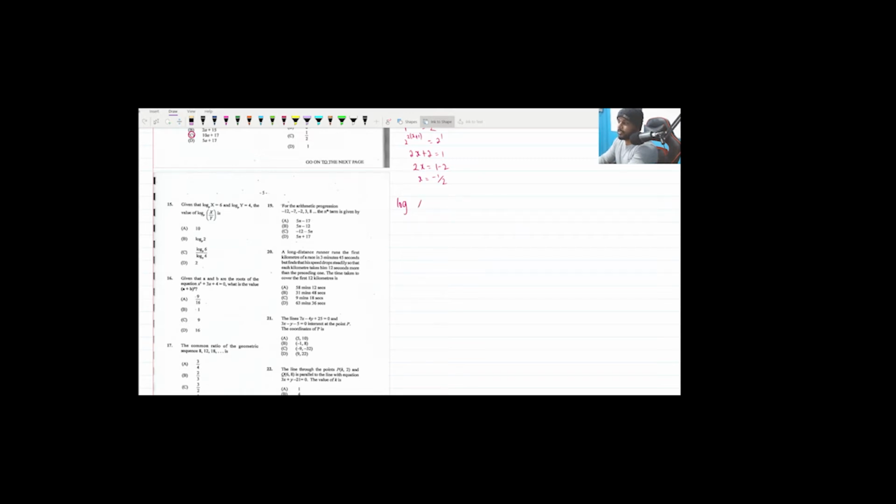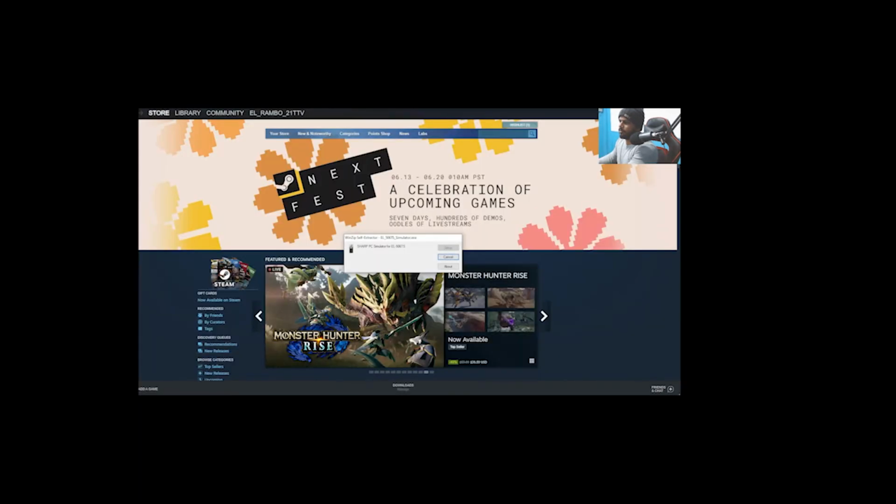log of x to the base p minus log of y to the base p is equal to log of x over y to base p, and the law works both ways. So I have log of x over y to base p here. So that's equivalent to this on this side here. I have log of x to base p, which is 6, log of y to base p, which is 4, 6 minus 4 is 2.